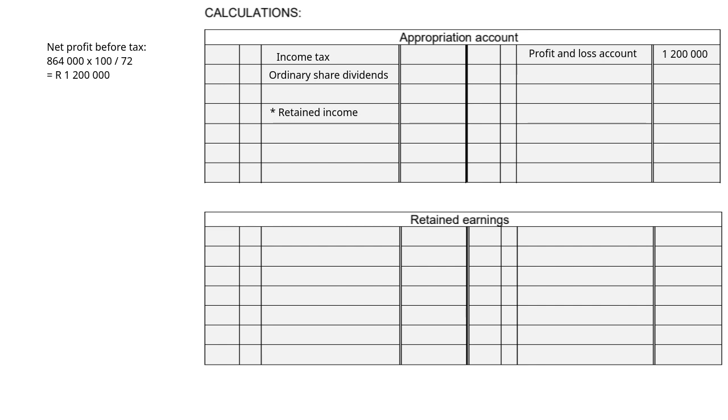So it means that your credit side will equal 1.2 million, and we must also make it equal to the debit side. Then on the debit side, your income tax we need to calculate. So the income tax will be the 1.2 million, which is our net profit before tax, times 28%, to give you 336,000 rand.